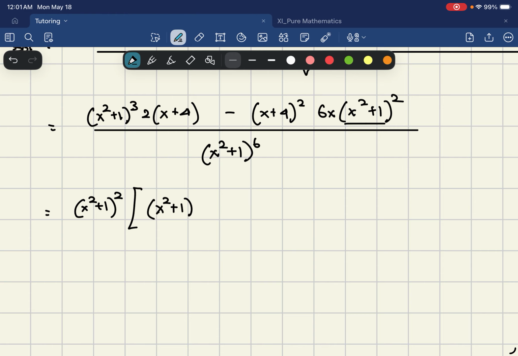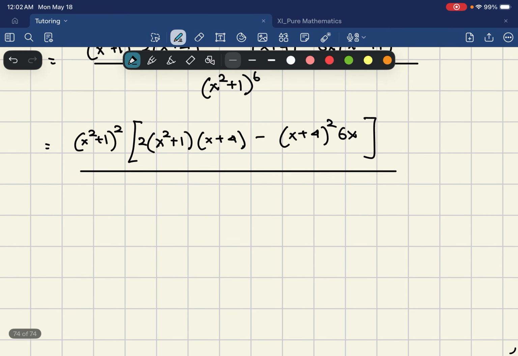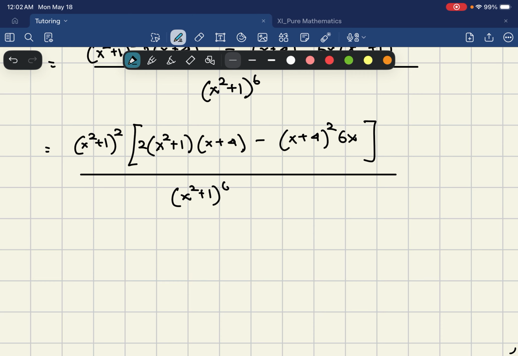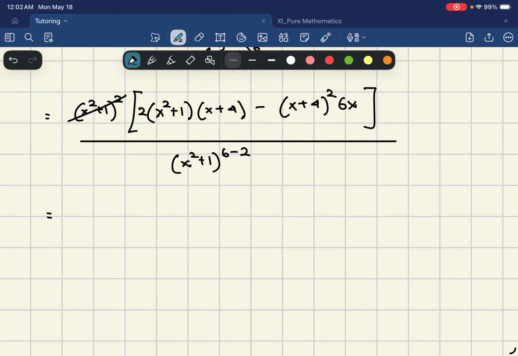I have (x squared plus 1) squared times [2(x plus 4)(x squared plus 1) minus (x plus 4) squared times 6x], divided by (x squared plus 1) to the power 6. So you can subtract 2 here. The denominator, I can write as (x squared plus 1) to the power 4 times (x squared plus 1) to the power 2, right? That is going to give me (x squared plus 1) to the power 6, because 4 plus 2 will give me 6. And these two parts are going to cancel out.